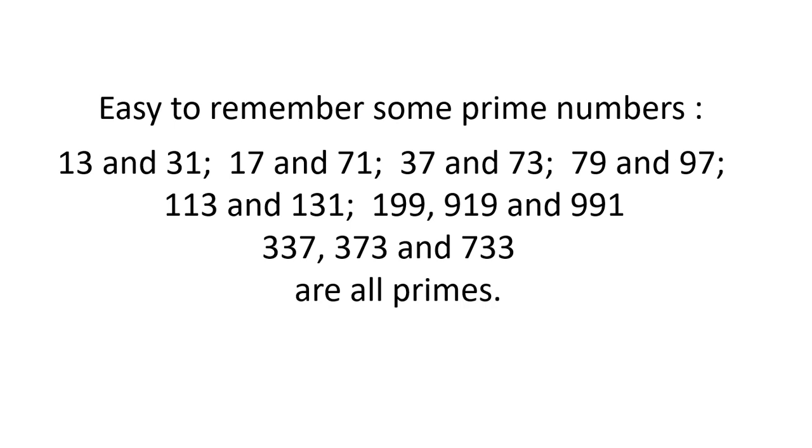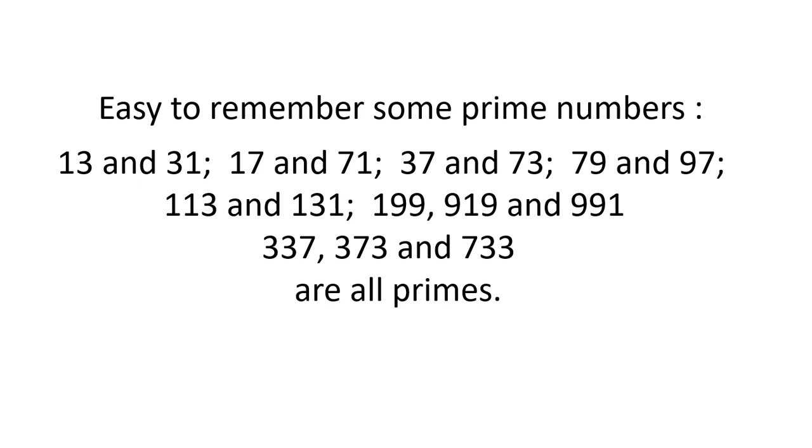Easy to remember some prime numbers: 13 and 31 have the same digits, 17 and 71, again the digits are the same, 37 and 73, 79 and 97. Just by switching the digits with each other, you can generate a new number.